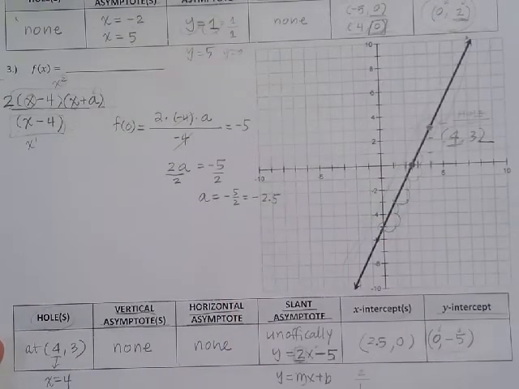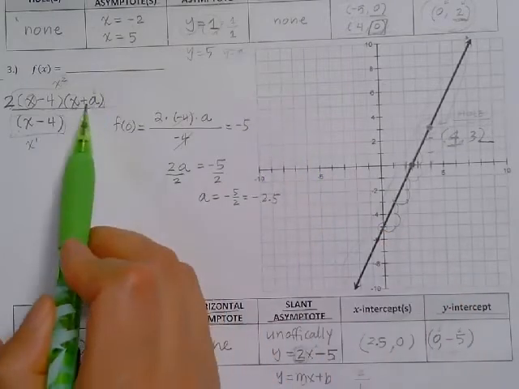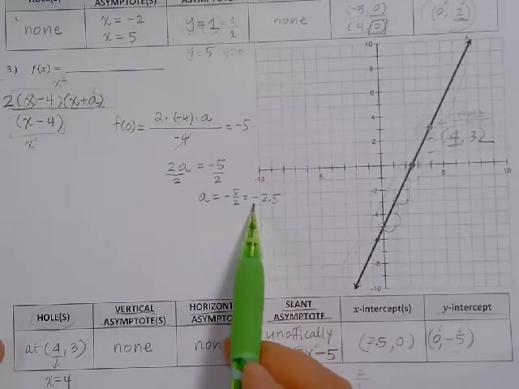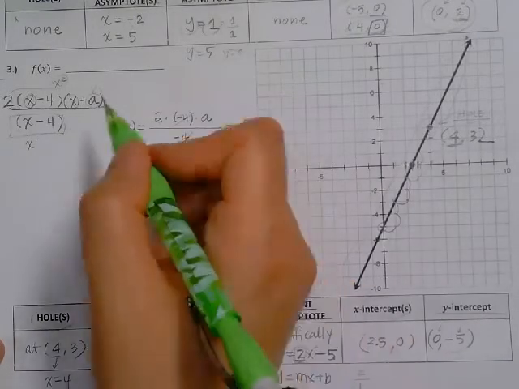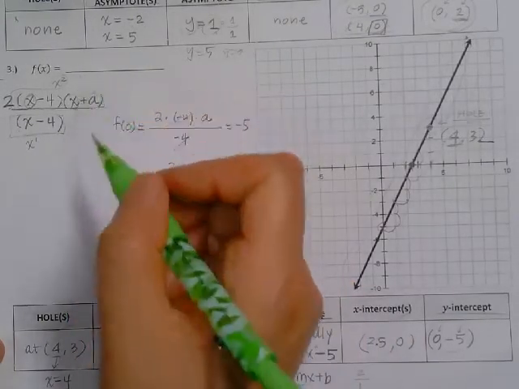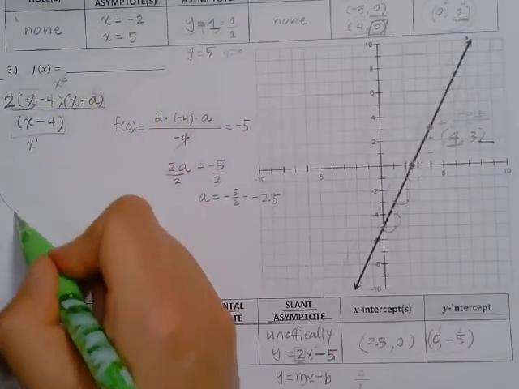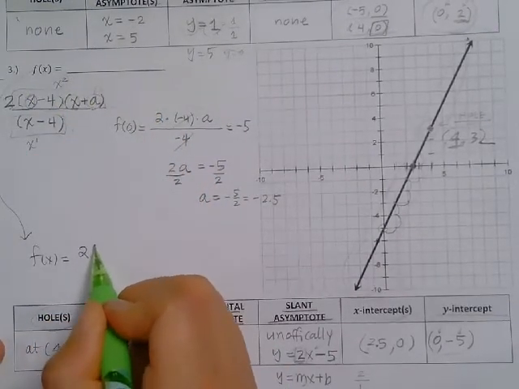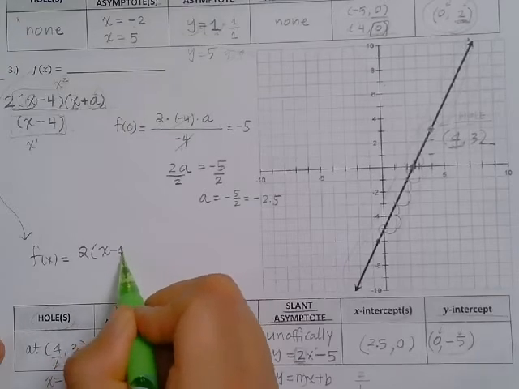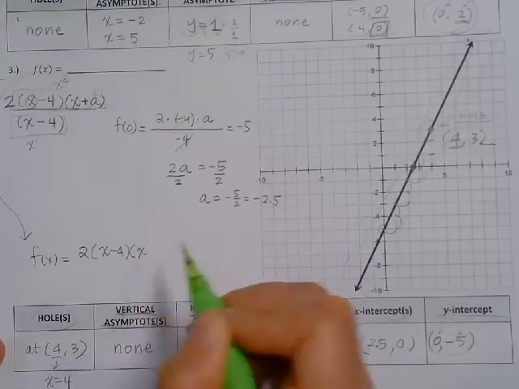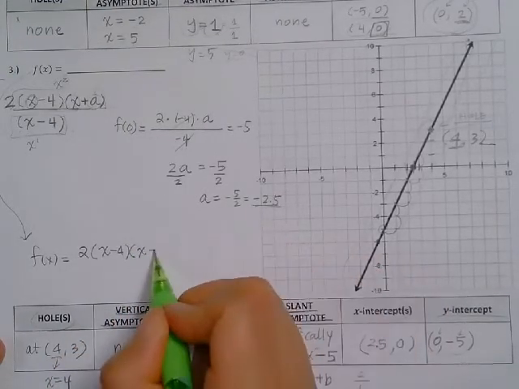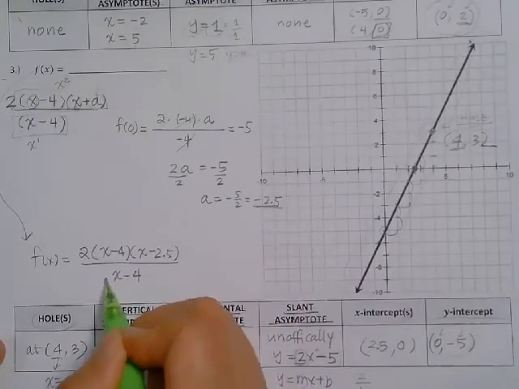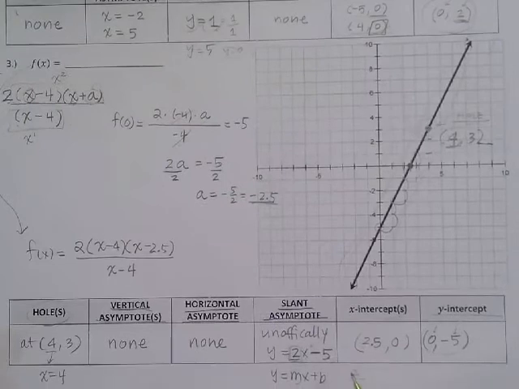Totally fine. So then I know this a is supposed to be either negative 5 over 2 or negative 2.5. Then I can rewrite it to be the final answer. So the final answer is going to be f of x equals 2 times (x minus 4), and a is supposed to be negative 2.5, over x minus 4. This is totally fine for me.